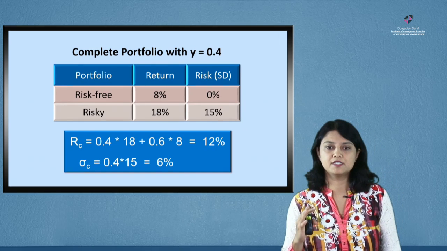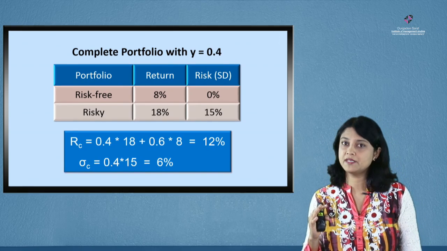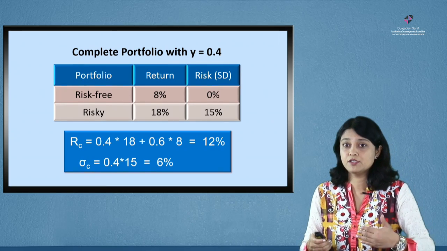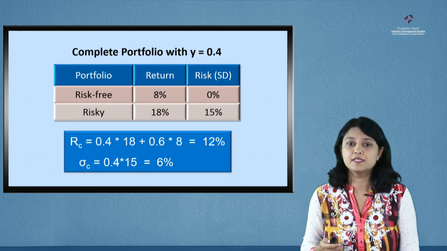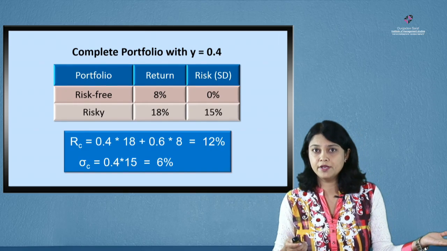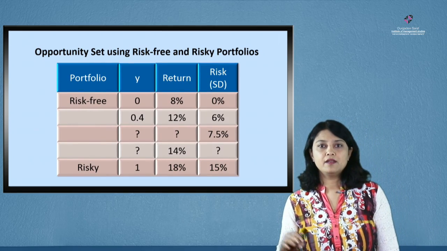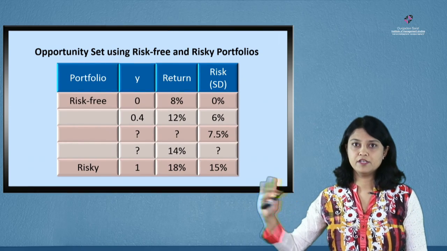So 15%. The multiplication gives us 6%. So 6% is the risk. You can see there is a huge decrease of risk. From 15 we are ending up with 6 only, because we are investing less than half of the portfolio funds into risky portfolio. So we are getting the answer for the first row, that is the first choice.